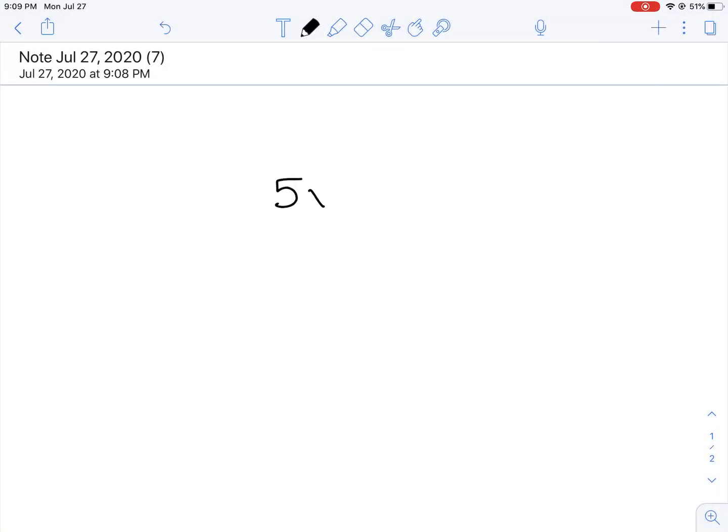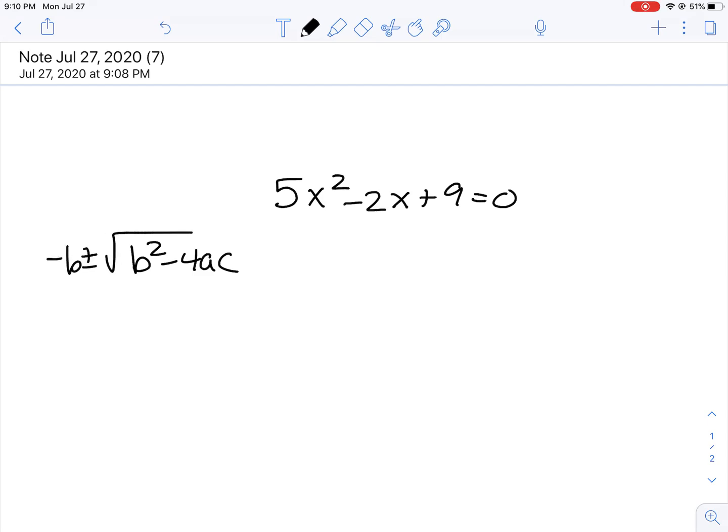Okay, in this example, we're going to take a look at how the discriminant can help us determine the number and types of solutions to a quadratic equation before we even start really working with the problem. So keep in mind the discriminant is the b squared minus 4ac out of our quadratic formula. So remember that quadratic formula looks something like this. This part here is called the discriminant.